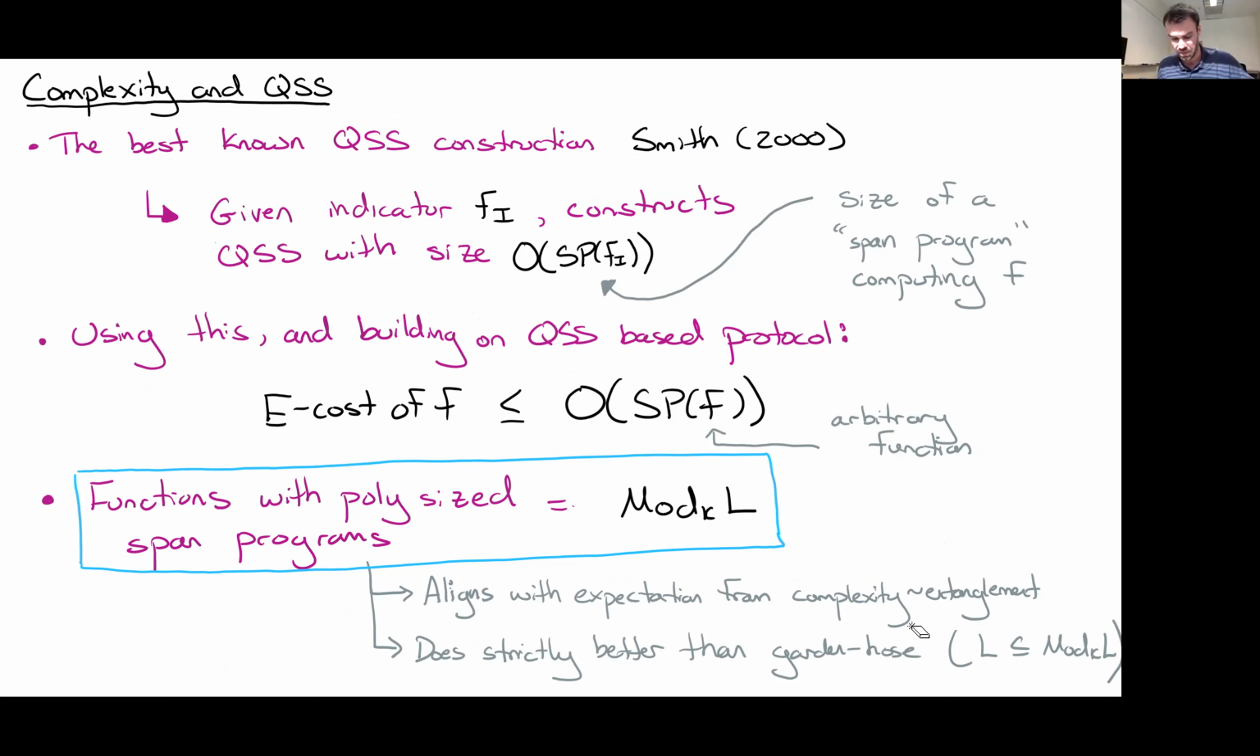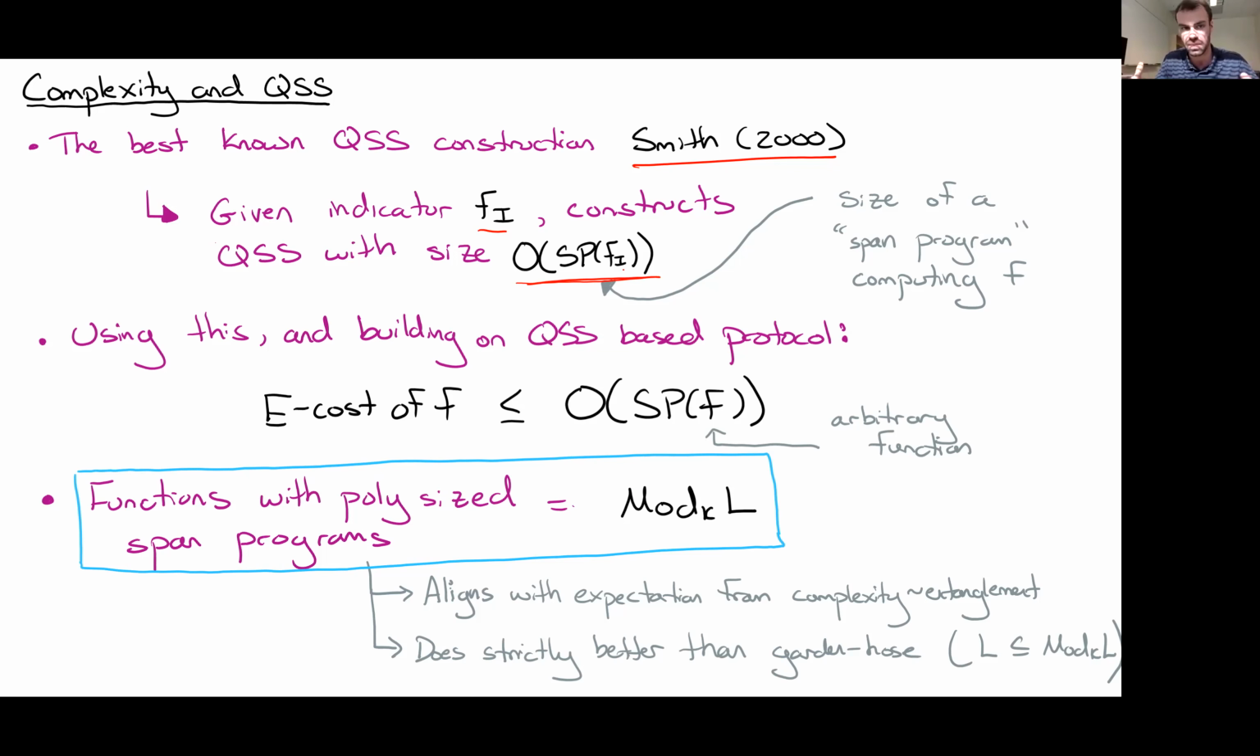Good. So that related this entanglement cost to the size of secret sharing schemes. What we really wanted was entanglement related to complexity. We can piggyback though on a known existing relationship between the size of secret sharing schemes and complexity. In particular, there's this nice construction due to Adam Smith back in 2000, who showed that for a given indicator function, you can construct a quantum secret sharing scheme with size given by what's called the size of a span program that computes F. So, what is a span program?